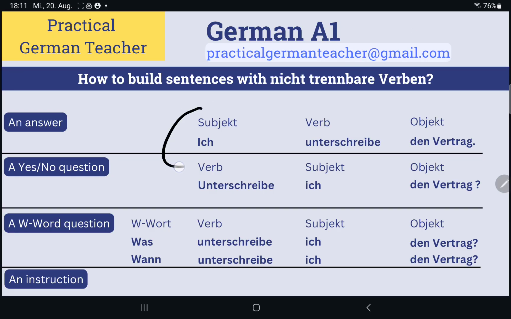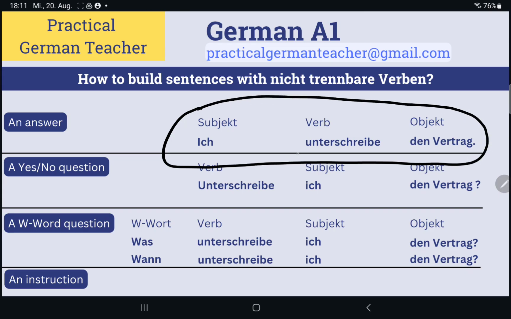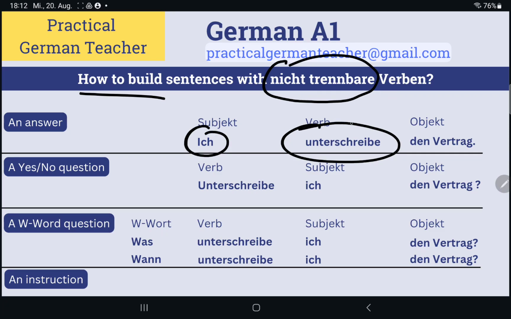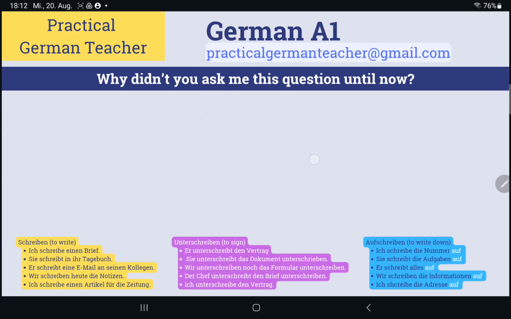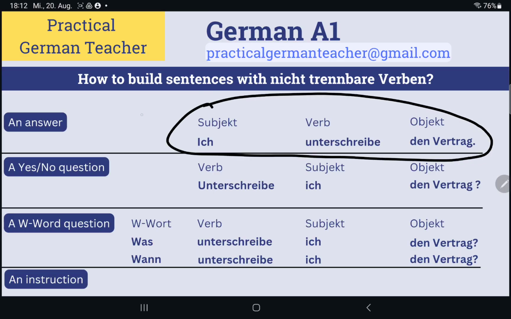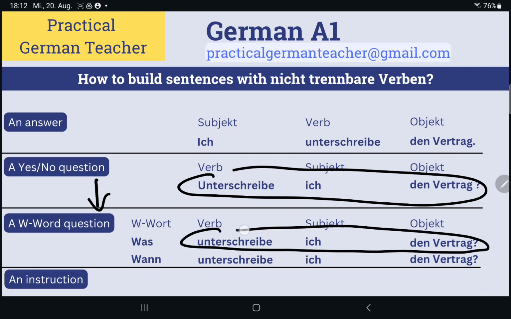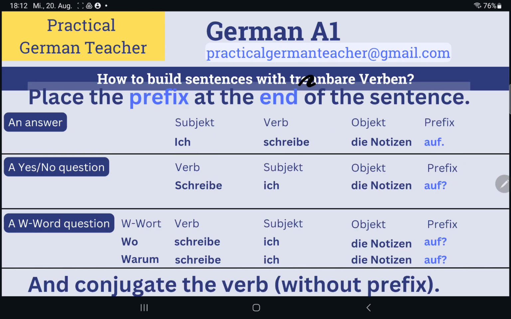So this is how a sentence structure looks with a normal verb, or with a verb which has a prefix but the prefix is not separable. No problem. So how to build sentences with a nicht trennbare Verb? Just treat it like a normal verb. Subject, verb, object. If you know how to frame a statement and want to convert it to a yes or no question, just write the verb first and the subject after that. If you want to convert a yes or no question to a W word question, just write it as it is and put the W word before that. No change. Now, how to build sentences with a trennbare Verb.